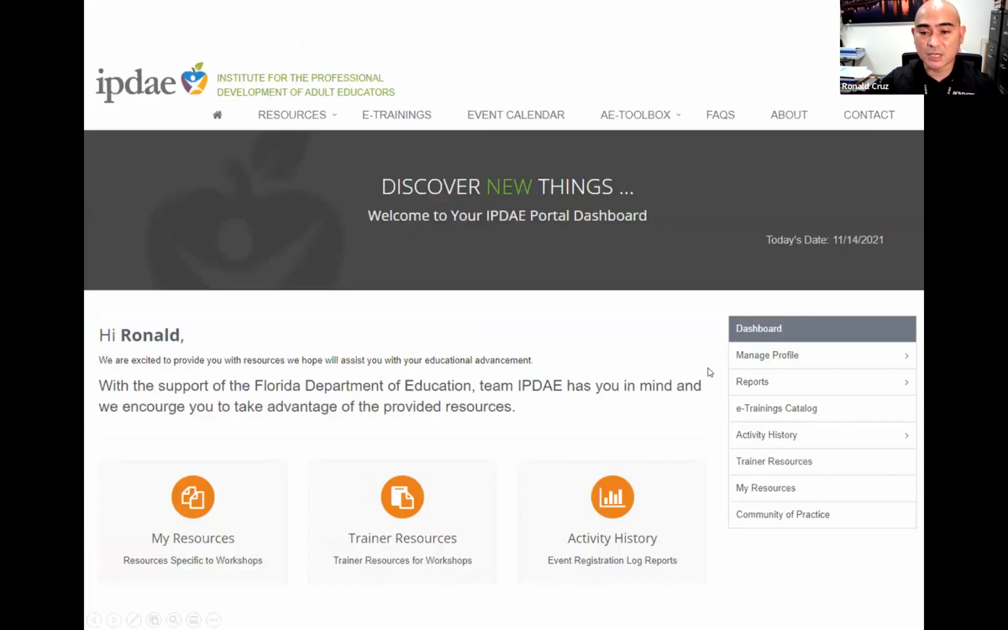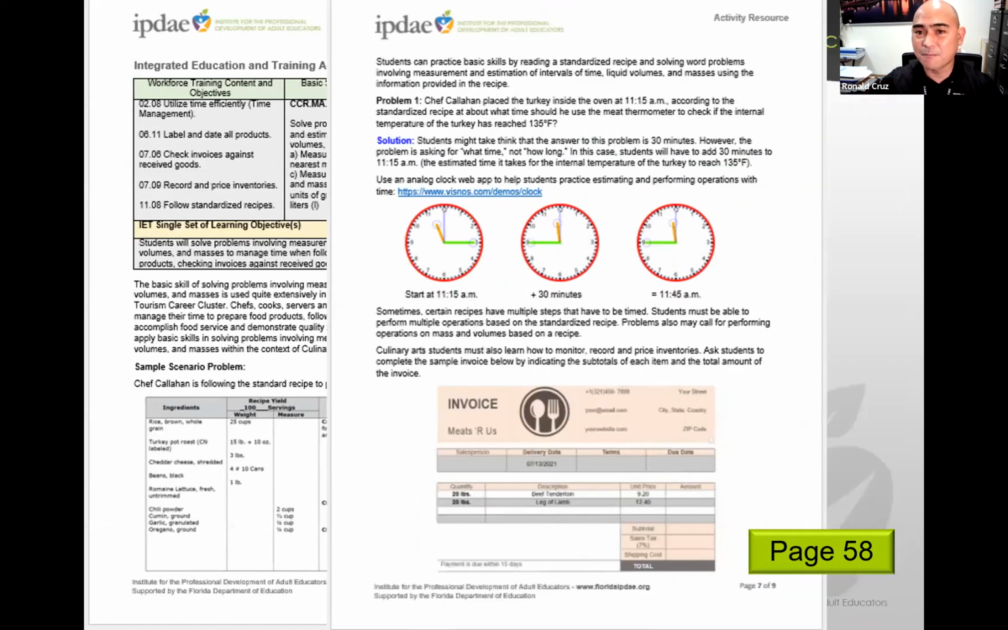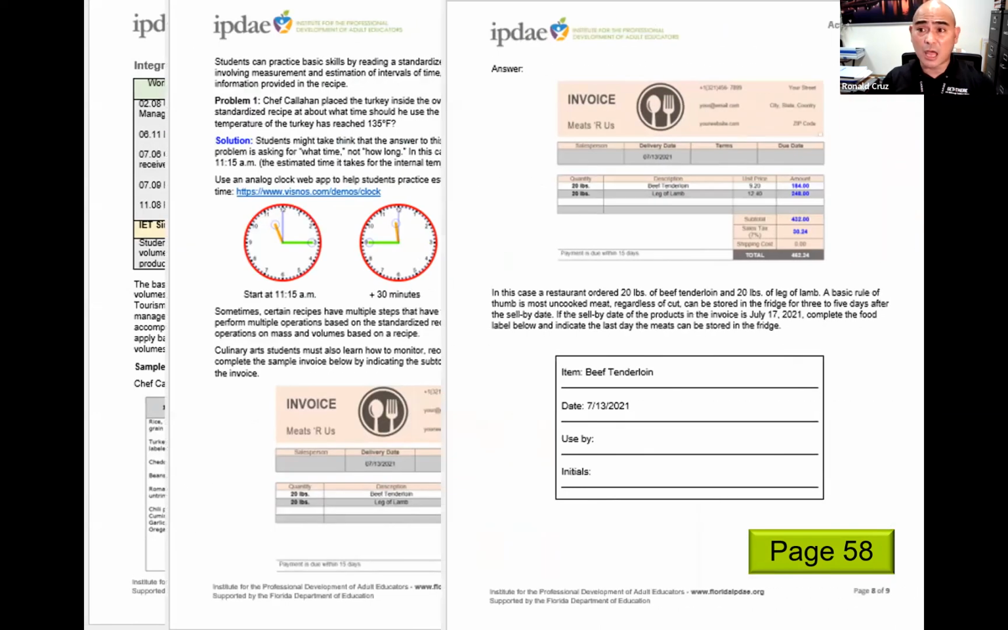A lot of the information there, if you have a portal account from Florida IPDE, we have e-learning, e-training courses that you can take on IET. Just make sure you visit that e-trainings catalog. We've got sample resource activities that are aligned to specific career fields, and you can find these under our matrix section of the IET of the Florida IPDE website.